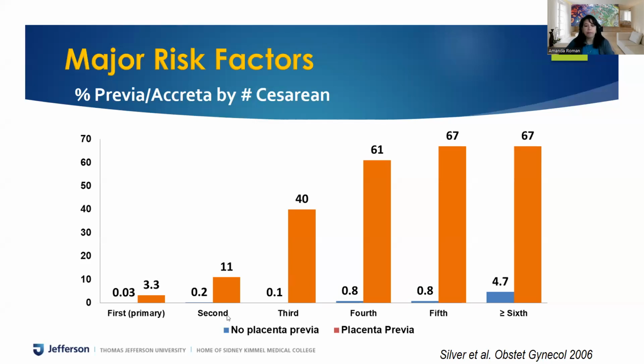Then as we go up with a second C-section, third C-section, fourth C-section, you notice that if there is a placenta previa, the risk will go up to 11%, 40%, 60%, and then it's a very high chance that this patient has some form of placenta accreta spectrum, from accreta to percreta.